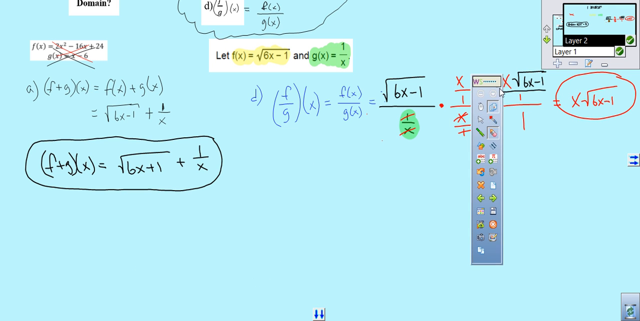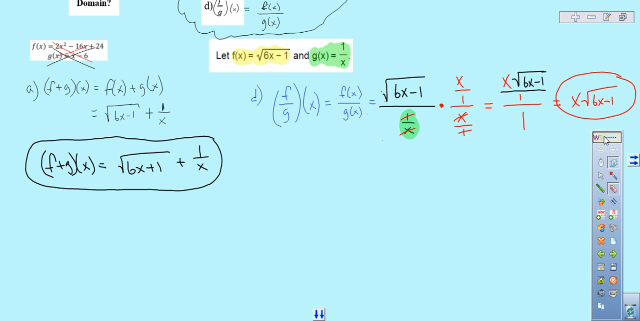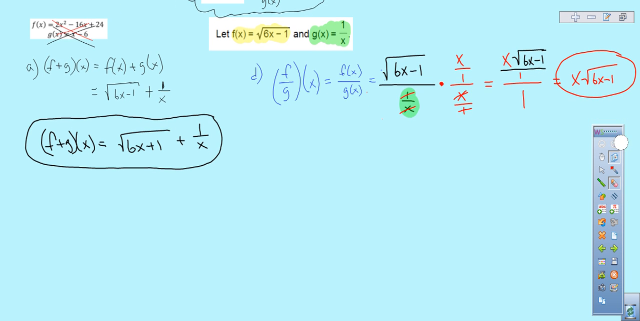Okay, so let's address this conversation, because that's one of the biggest pieces of this lesson: where does domain come from? What do we look for? Well, our domain comes from two things: if we have a radical or if we have a fraction. We have both of those in this problem, so we need to look at those as independent pieces.